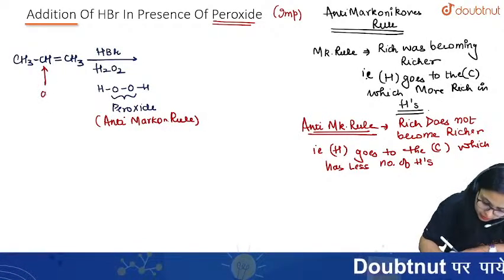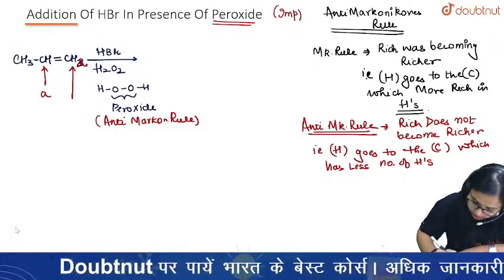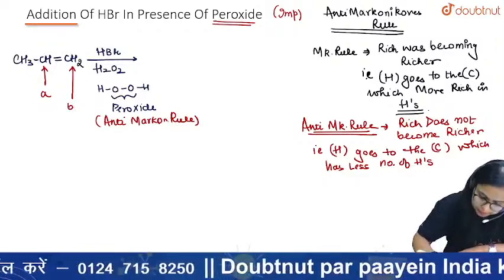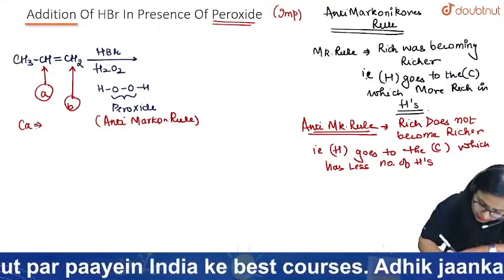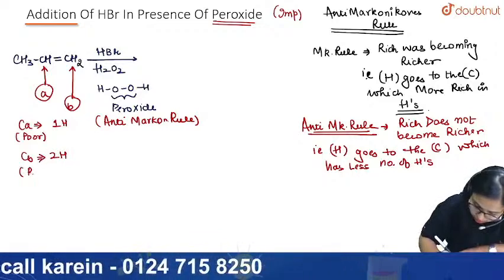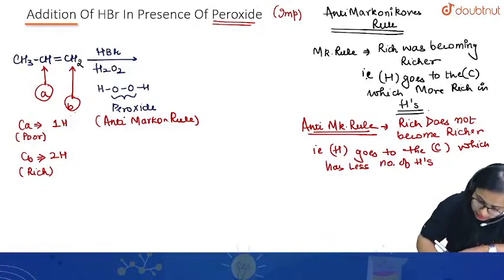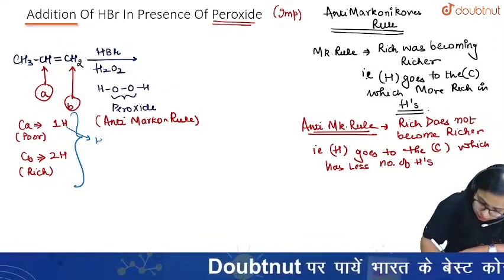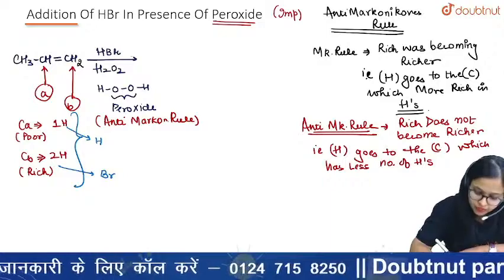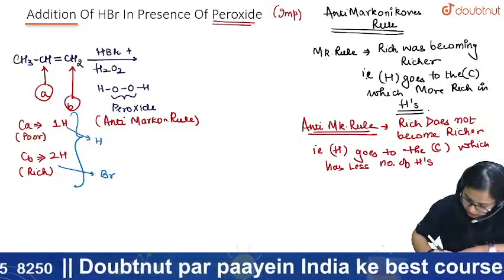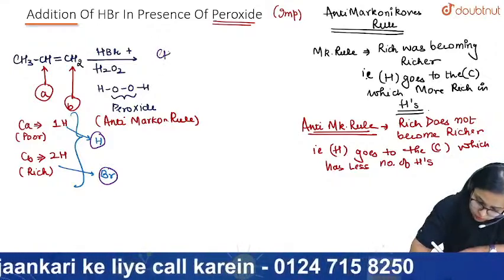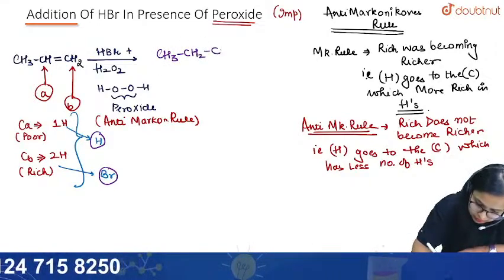If this is carbon A and this is carbon B, this should be CH2. I wrote it CH3. Please correct it. This is CH2. This is carbon A. This is carbon B. Now, as you see, carbon A has one hydrogen. It is the poor carbon. Whereas carbon B has two hydrogens. It is the rich carbon. Since we are following the anti-Markovnikov rule, the poor carbon gets hydrogen, the rich carbon gets Br. This is only possible in the presence of peroxide, HBr plus peroxide. So the major product obtained here is carbon A gets hydrogen, carbon B gets Br.